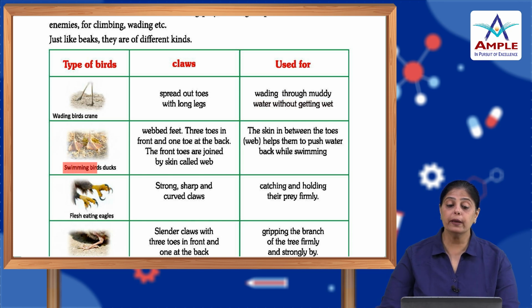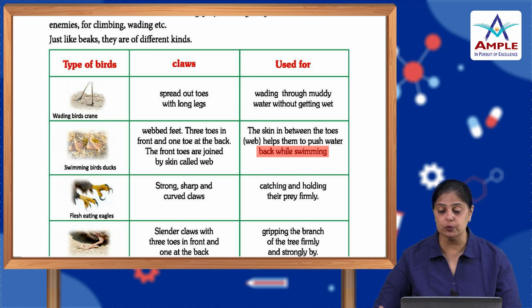Now, swimming birds, duck. They have webbed feet. Their feet are webbed. They are all joined to each other. 3 toes in front and 1 toe at the back. The front toes are joined by skin called web. The skin in between the toes, or webs, helps them to push water back while swimming. So, that's how the legs or the claws are used.